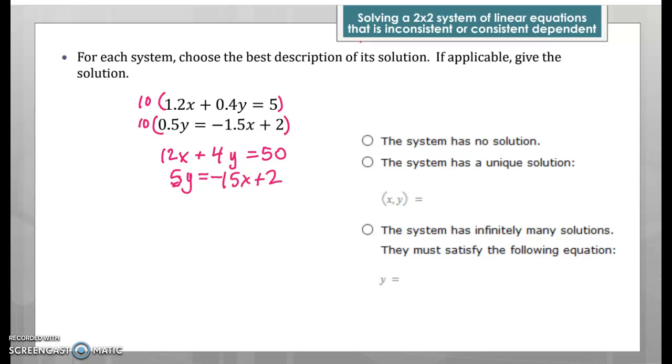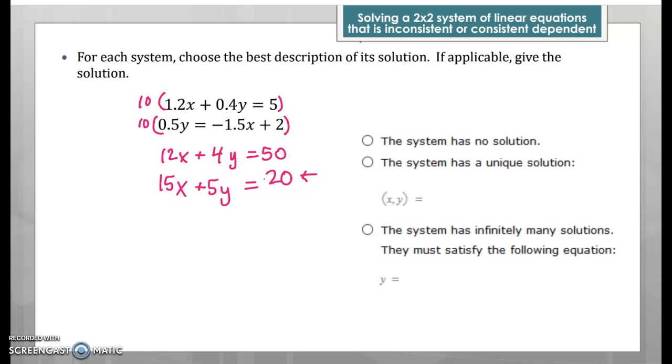But I can't really line my x's and y's up because this second equation is not in ax plus by equals c form. So if I add 15x to both sides on that equation, I will get 15x plus 5y equals 20, because I multiplied the 10 by the 2 to get 20.